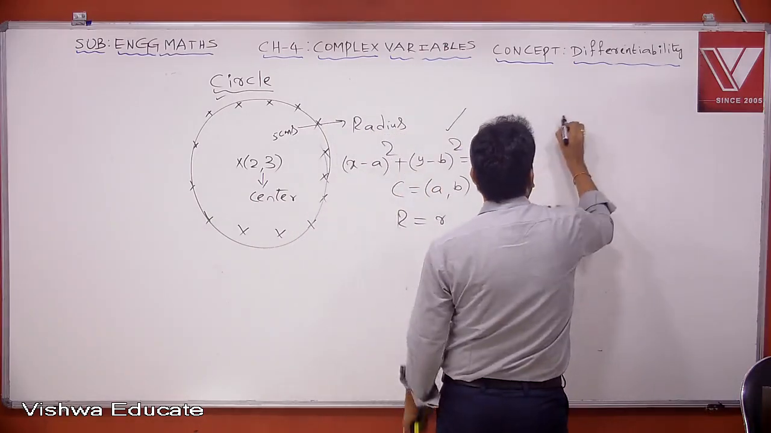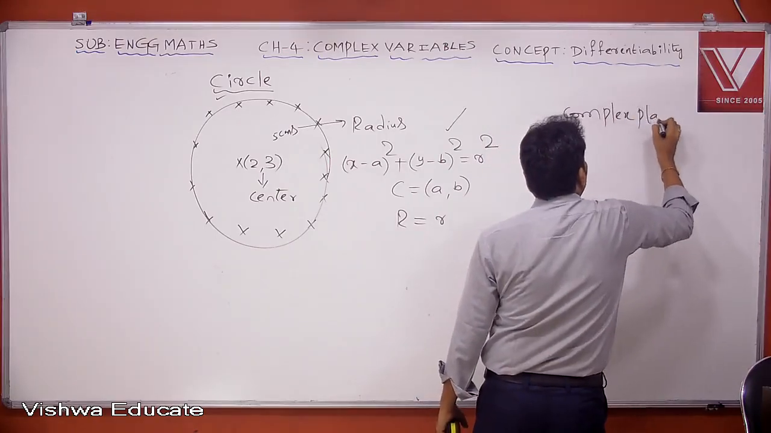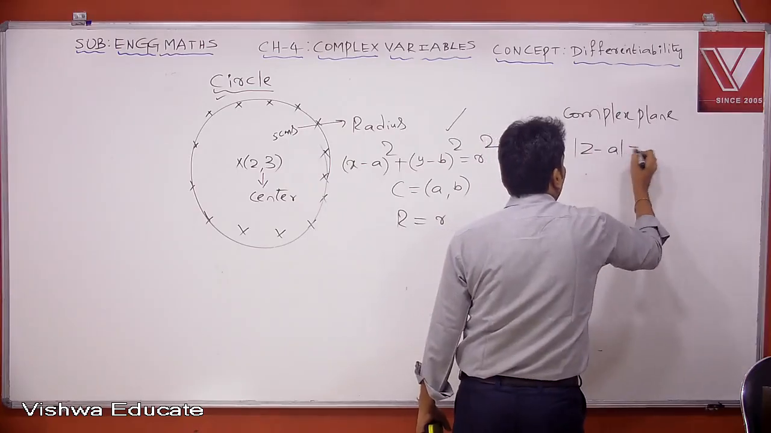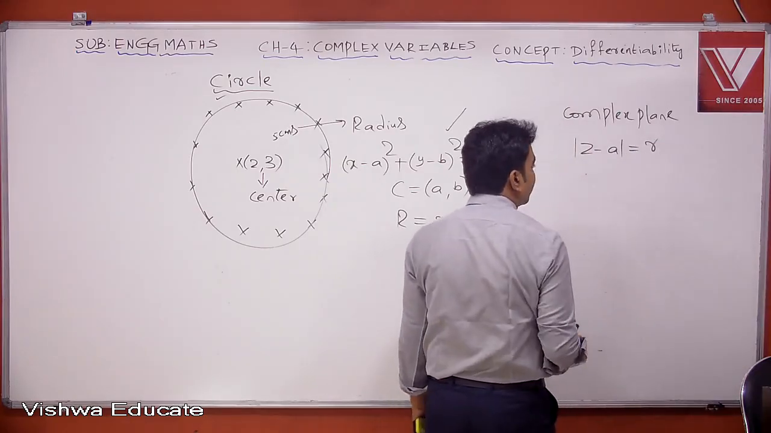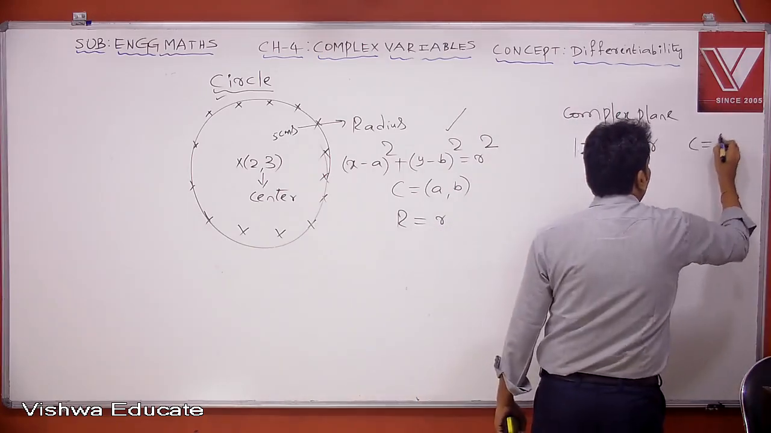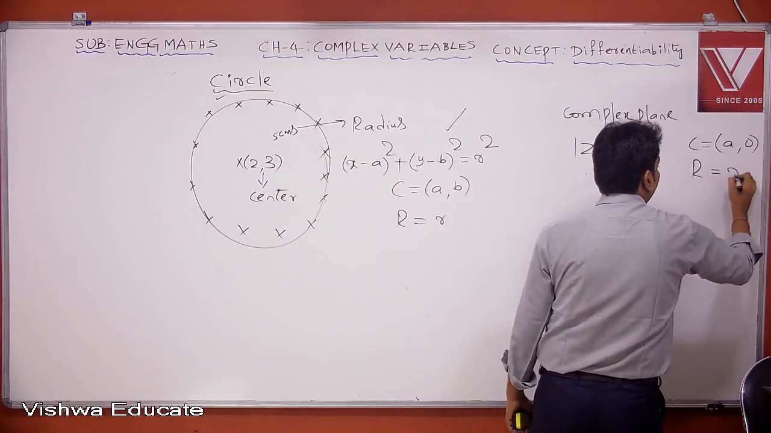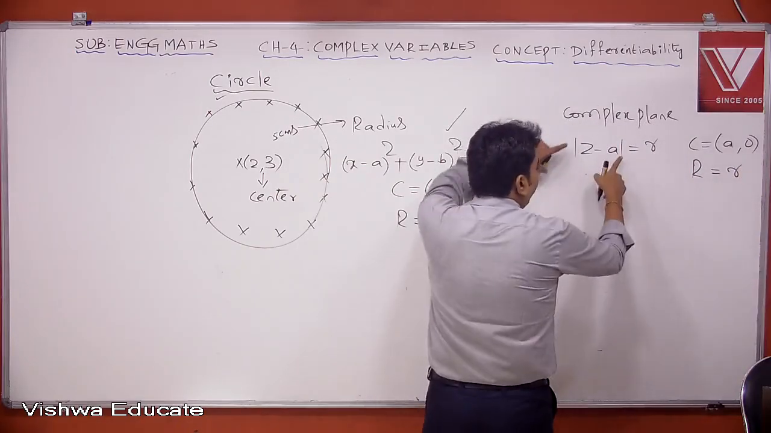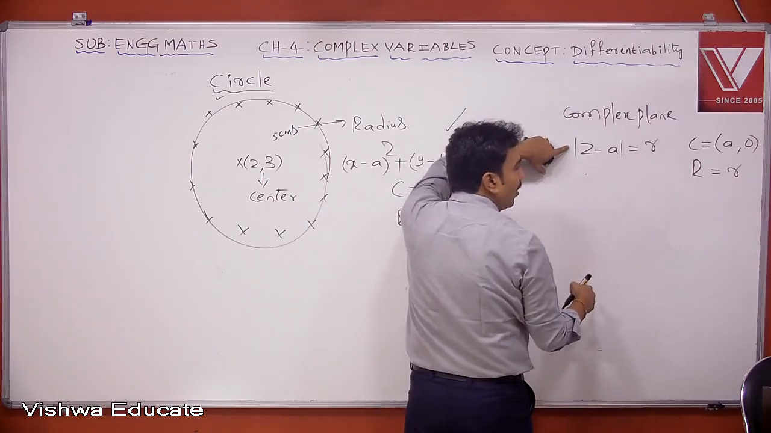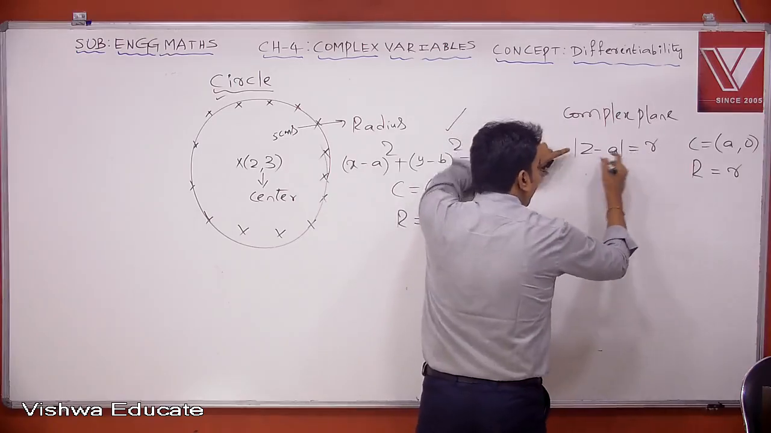Now when you look at the complex variable, this is the equation of a circle in the real plane. When you look at the complex plane, the equation of a circle becomes: modulus of z − a = r. In this case my center is (a, 0) and radius is r. This is the equation of a circle in the complex plane. Modulus of z − a = r. What is its center? (a, 0). Radius is r.